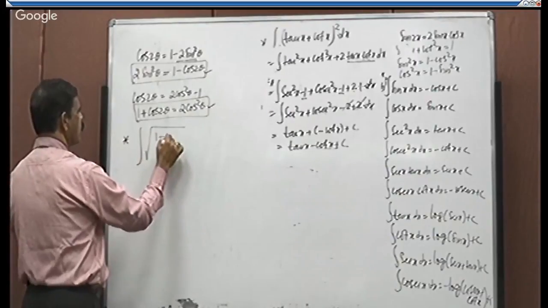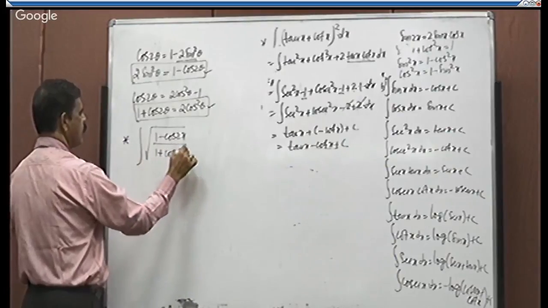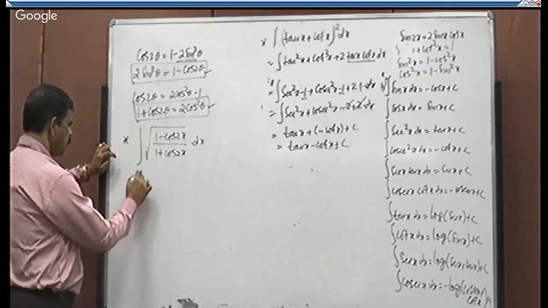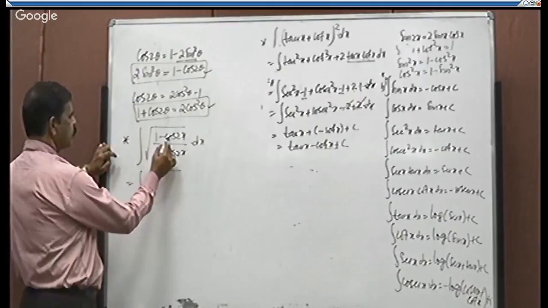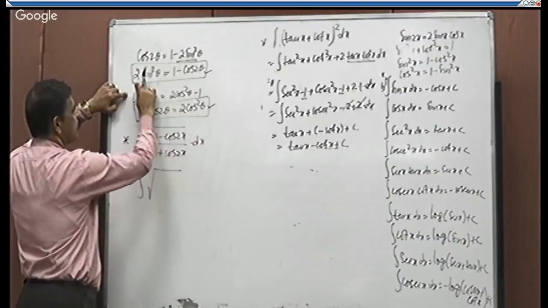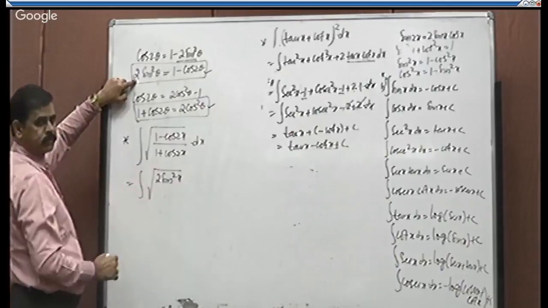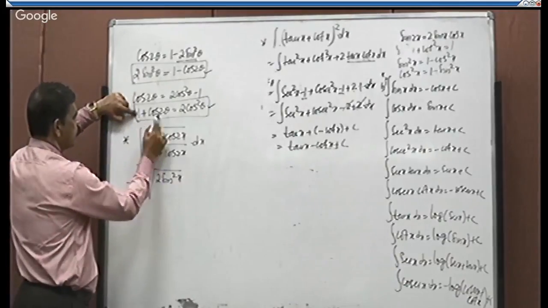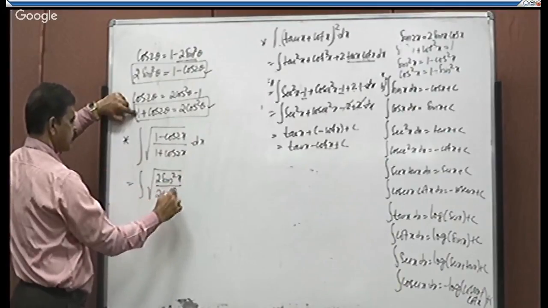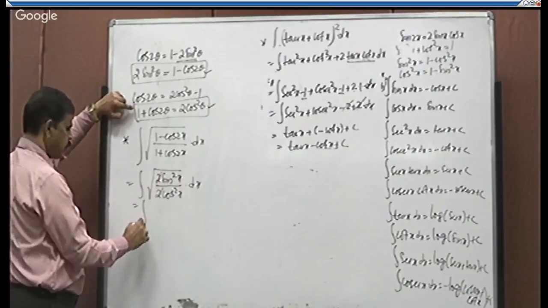Integration of root of 1 minus cos 2x by 1 plus cos 2x into dx. Inside the root, observe each term. 1 minus cos 2x. What I said? 1 minus cos 2 theta is 2 sine square, so it is 2 sine square x. 1 plus cos 2x should be taken as what? 2 cos square x. Right? 2 get cancelled.